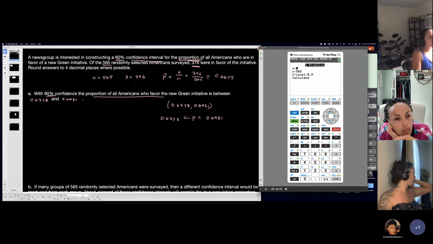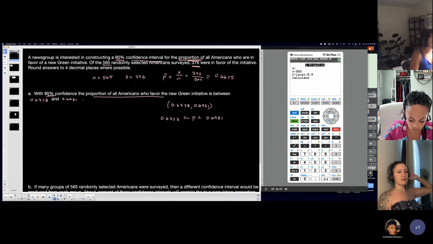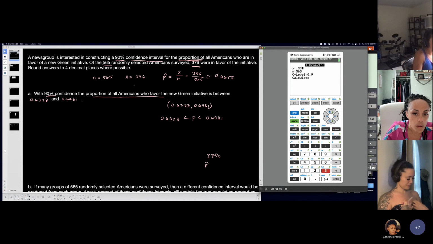So if I were to calculate, let's just make something up here, because I want something that's gonna give me a decimal. Let's just say that instead of 376 were in favor, they said 33% were in favor. Hopefully that gives me a decimal. That's my p hat. You have to calculate your X if they gave you p hat. And so you would do 0.33 times, and if I have time later in the week, I'll come back to this again.